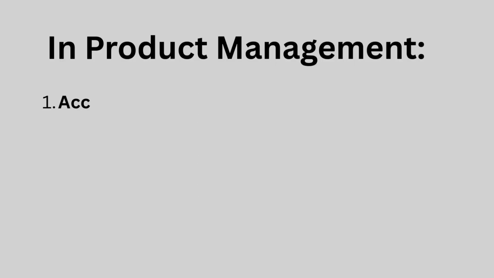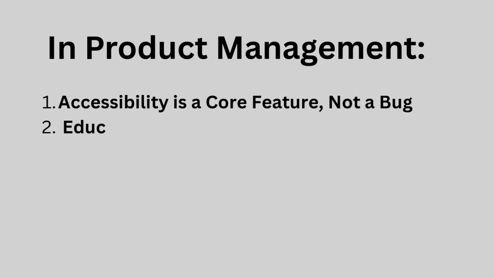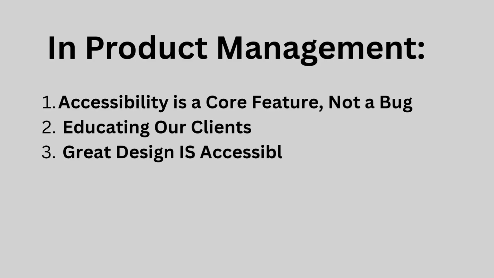If you are a product manager, then a few things that you can also influence are how you communicate with the clients, and that you enlighten the clients that accessibility is not a bug and it is not a feature, it is the core of the whole development. And you need to explain that a great design is accessible design.